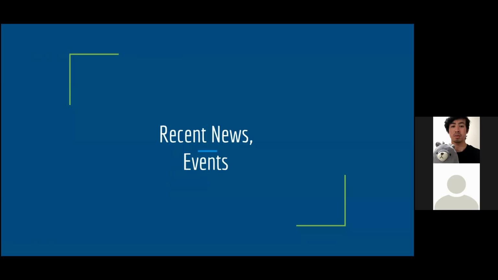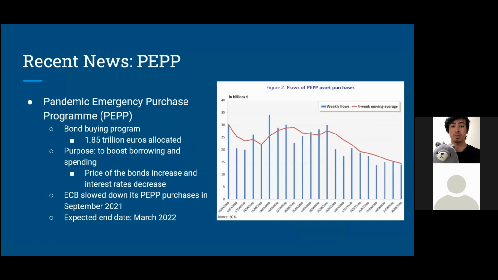So next we'll talk about the recent news and events. The Pandemic Emergency Purchase Program was enacted in March of 2020, and it's an emergency bond buying program of both private and public securities, intended to boost borrowing and spending to help stabilize the financial market. And a total of 1.85 trillion euros has been allocated to the program so far.